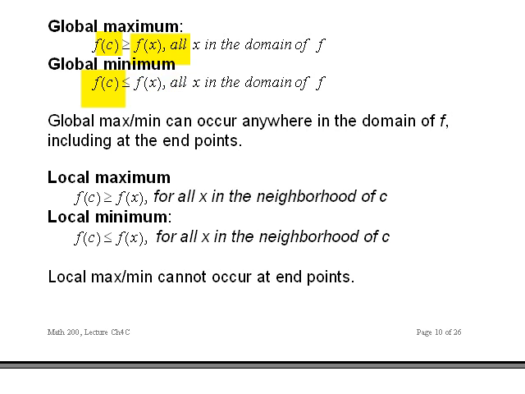For the local maximum, it means that the function is greater than f of x for all x in a little neighborhood about c. Neighborhood meaning an open interval. Same with the local minimum. The value of the function is less there when compared to all of the other function values in an open interval about c. And there's no specification on how big that interval has to be. It could be very, very small. But where it cannot occur is at the endpoints.